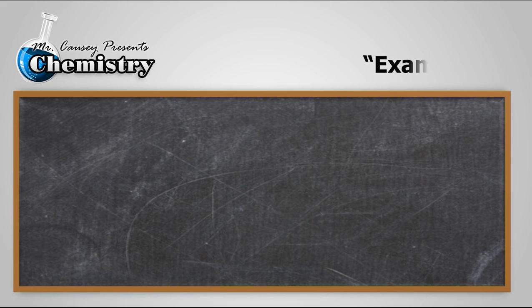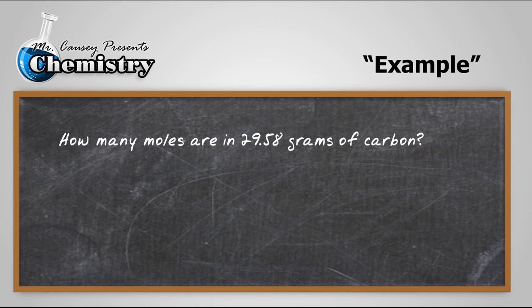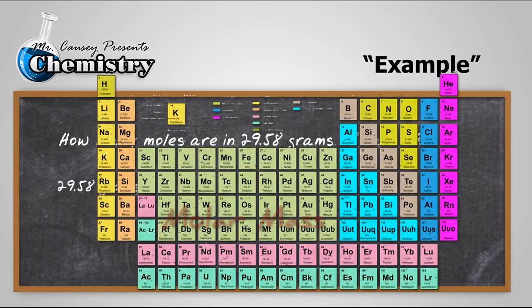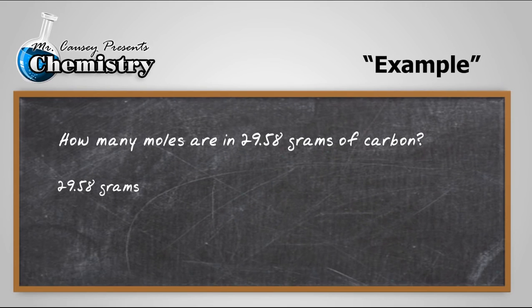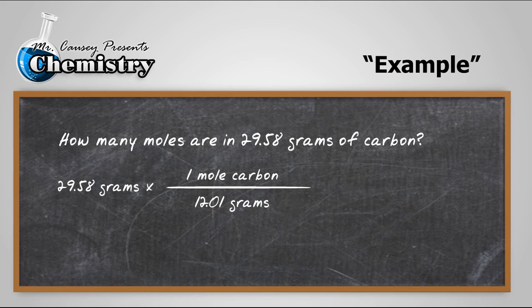Here's an example. How many moles are in 29.58 grams of carbon? Well, 29.58 grams. I know that I want to take the grams, I want to change it to moles, therefore I'm going to use molar mass. Go to my periodic table, and there's carbon, which is going to be 12.01 per mole. And I've got it set up so that my grams cancel out. Put it in and plug and chug, and I get 2.463 moles of carbon.